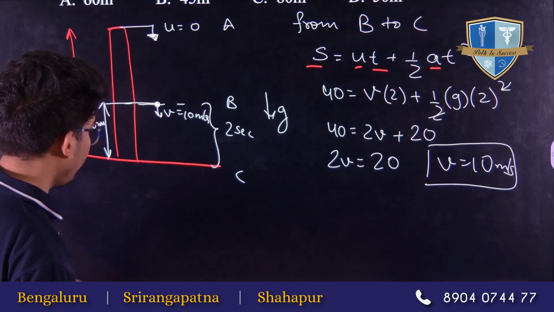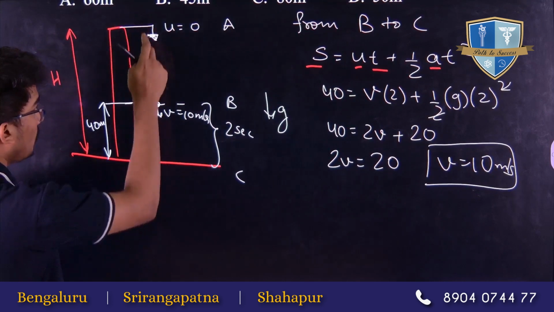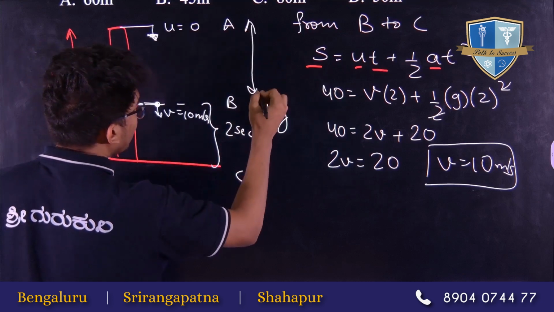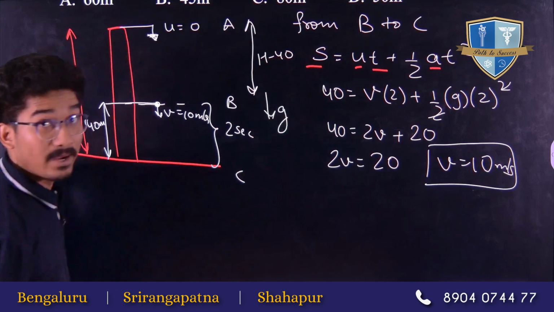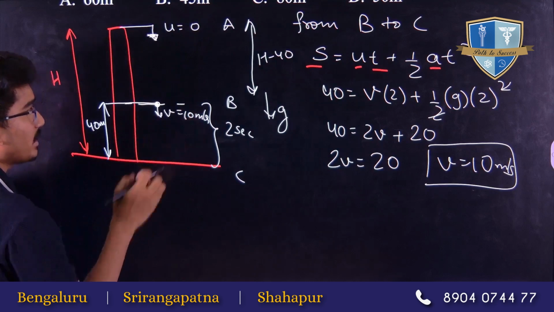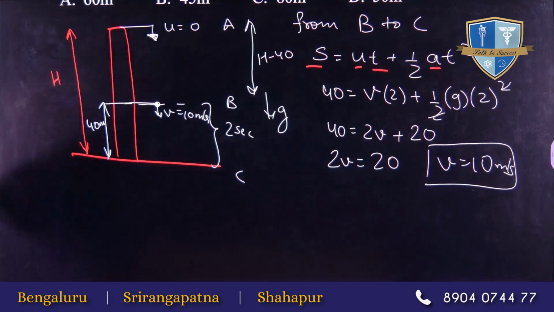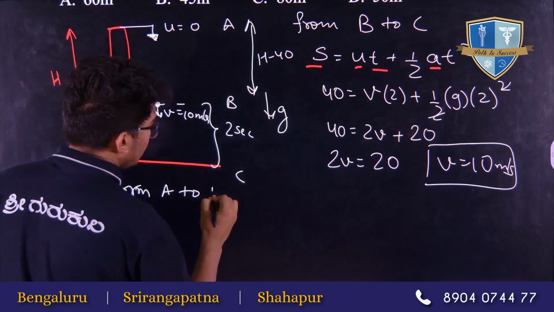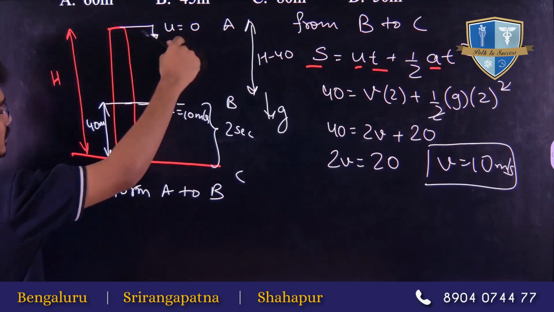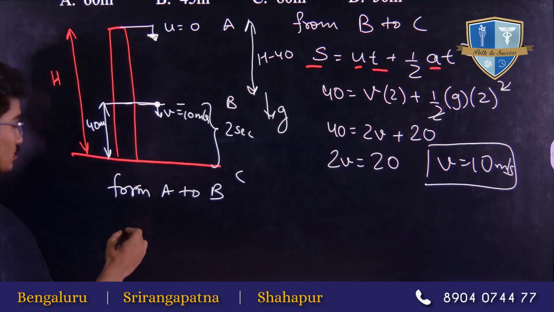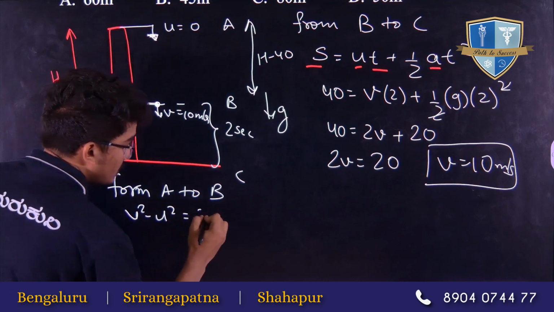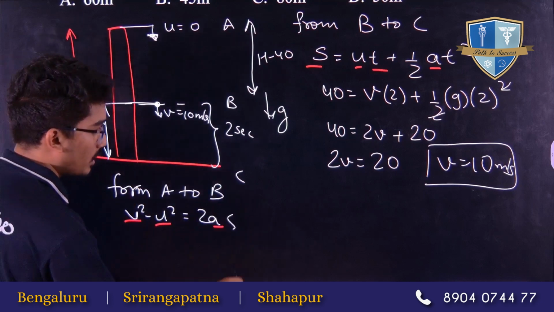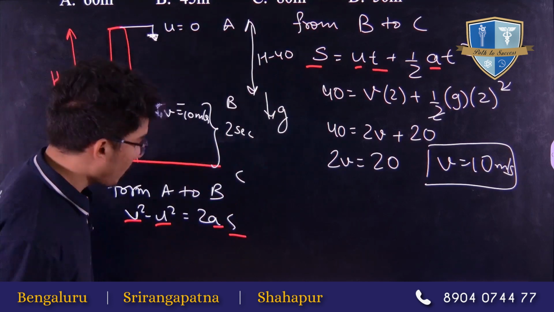Now another case we have is from point A to B. If this is 40, this is h, so this height will be h minus 40. Now we know initial velocity, we know final velocity, we know displacement, we know acceleration. Which formula should we use? From A to B: v square minus u square is equals to 2as. Correct? Now let's use this formula.